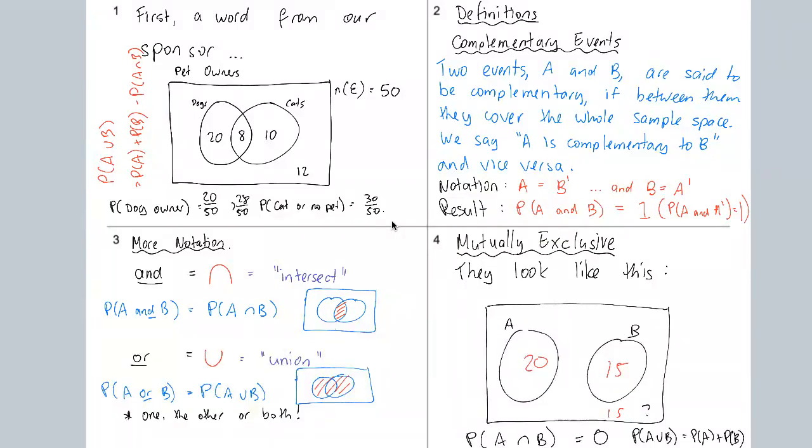Because if I just worked out the probability of A, that would be 28 out of 50. If I worked out the probability of B, that'd be 18 out of 50. But I've counted these 8 people twice, once in this group and once in this group. So in order to fix it, I'm going to have to take away 8. So it's 28 plus 18 minus 8. And that will be the probability.